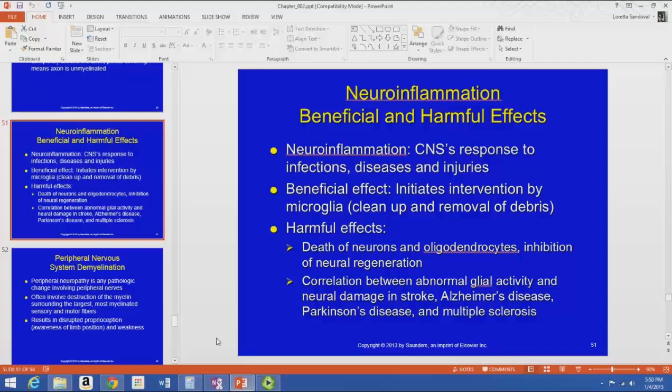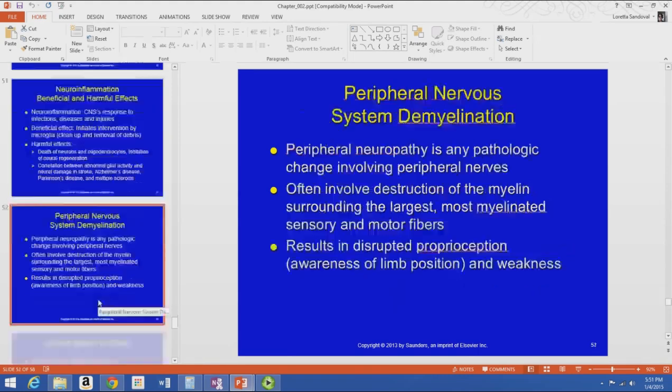So there are some nerve growth factors that will stimulate neural regeneration, and when those are inhibited, it can make it hard to recover from some of these things. Like I said in the section on the glial cells, there has been a correlation noted between abnormal glial activity and neural damage in things like stroke and Alzheimer's and Parkinson's and MS. So there's such a thing as too much of a good thing.